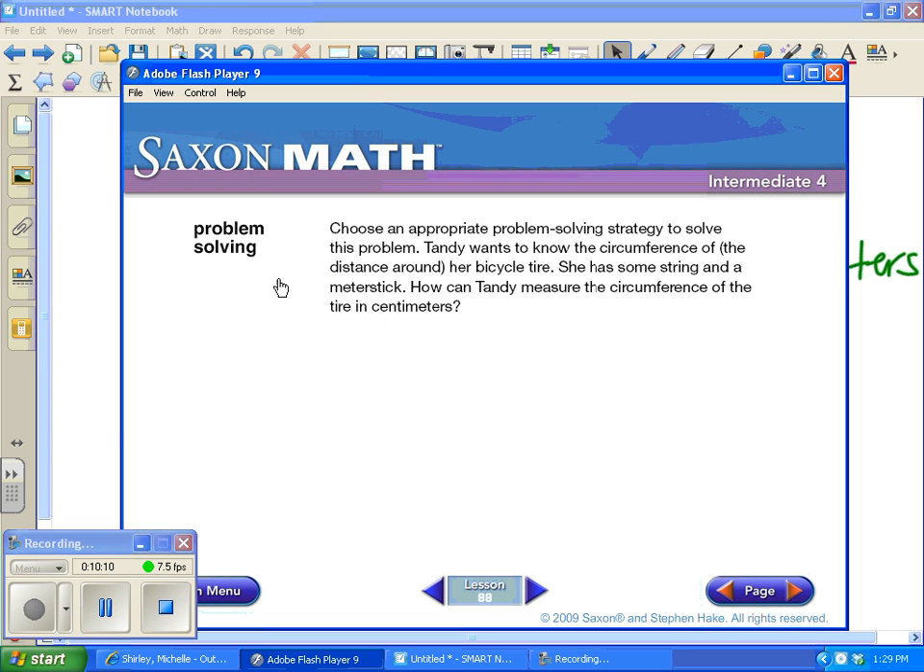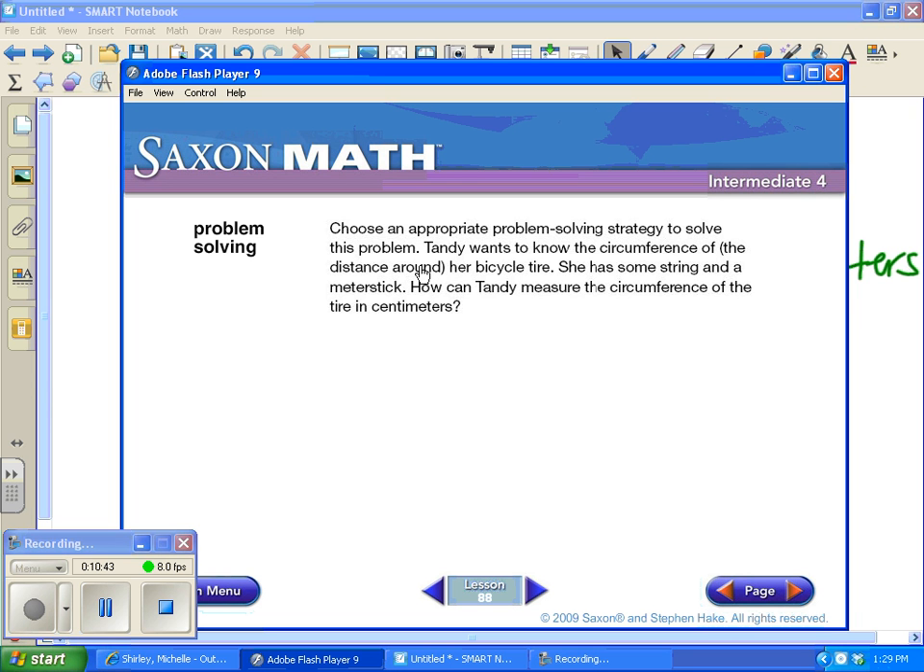Now let's look at problem solving. Tandy wants to know the circumference, that's all the way around a circle, okay, of the distance around her bicycle tire. She has some string and a meter stick. How can Tandy measure the circumference of the tire in centimeters? It's really hard to measure circumference with a meter stick or a ruler or anything that's straight. It's easier with a tape measure. She doesn't have a tape measure though, but she does have some string. So what should she do?